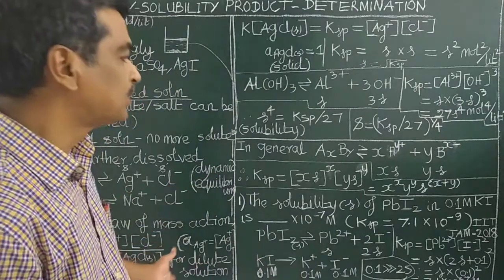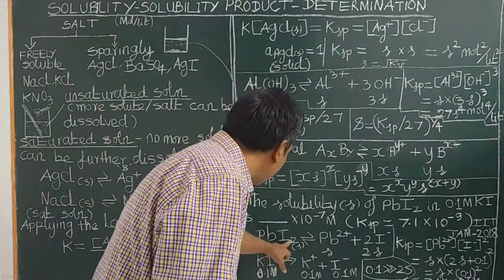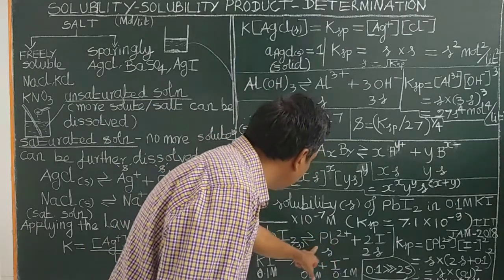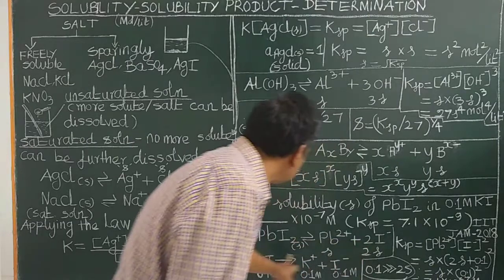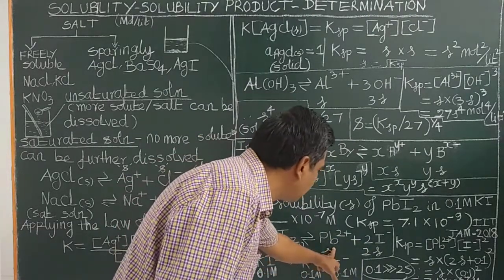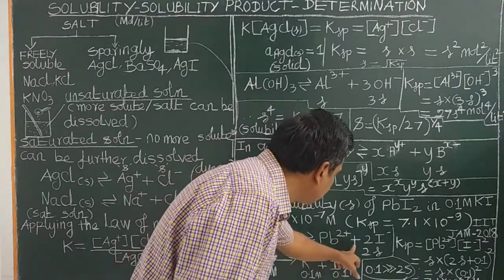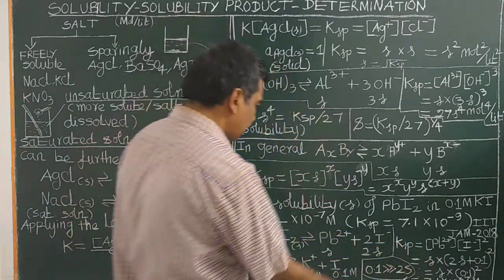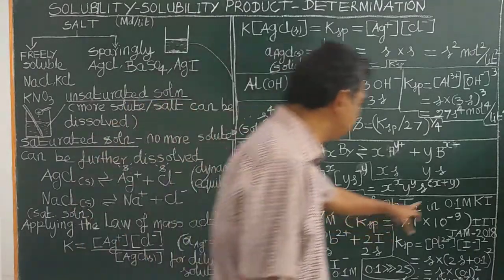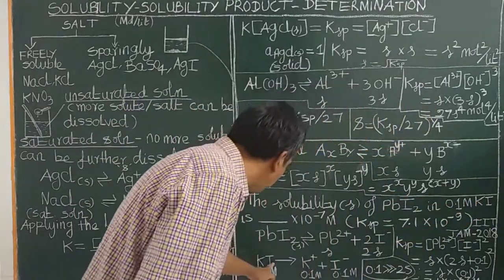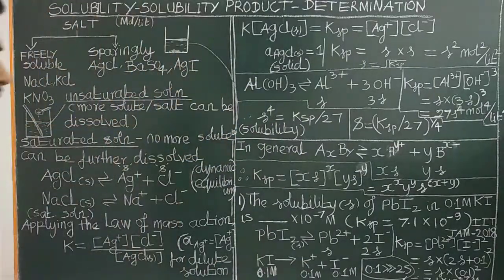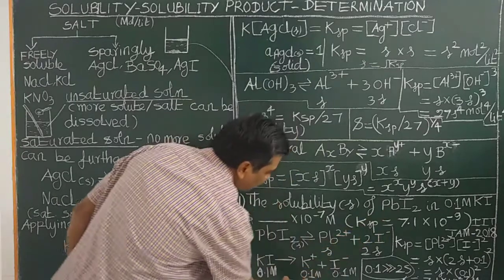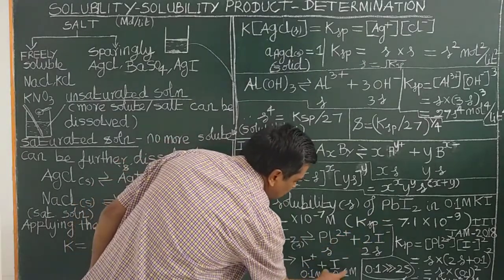Now, what are the equilibria present? Lead iodide is a sparingly soluble salt. It is partially ionized to give Pb2+ and 2I-, with S moles of lead ion and 2S moles of I- ion present. Similarly, it is present in 0.1 molar KI. KI is a strong electrolyte, completely dissociated to give K+ and I-. K+ is 0.1 molar and I- is 0.1 molar.